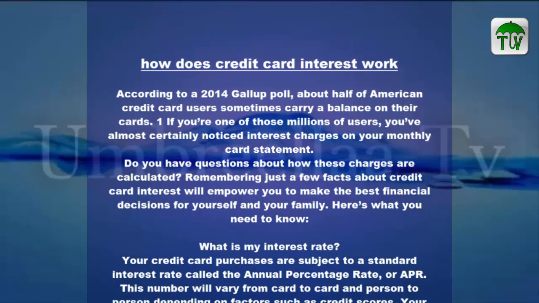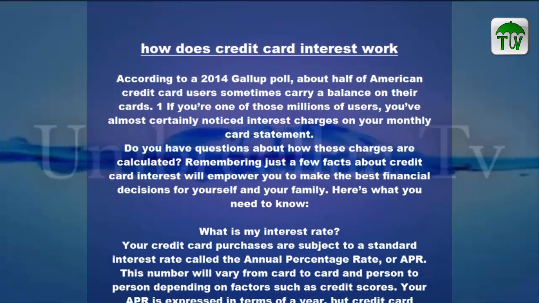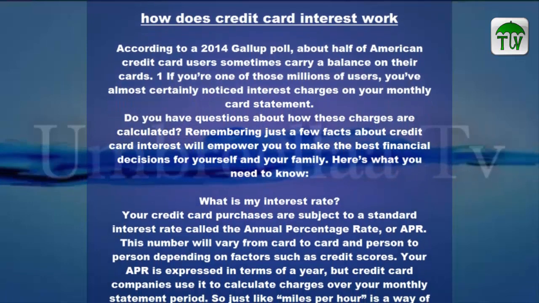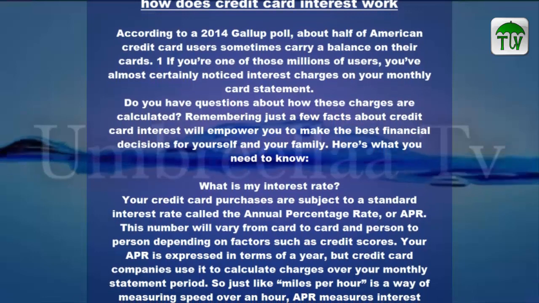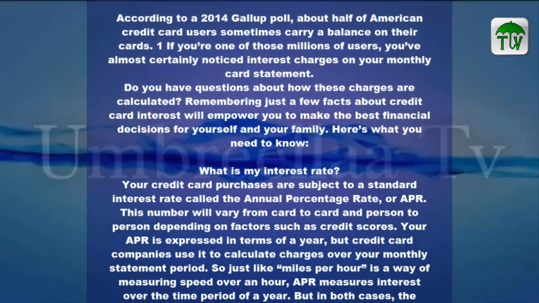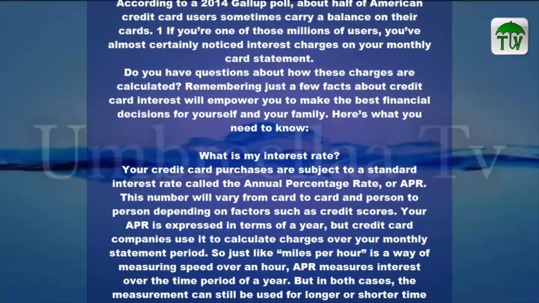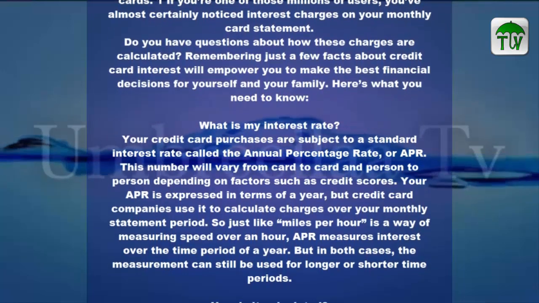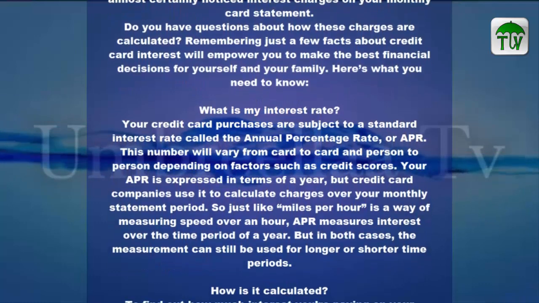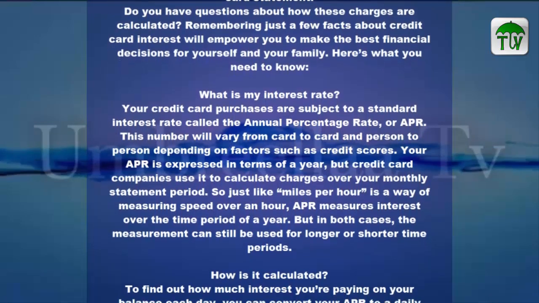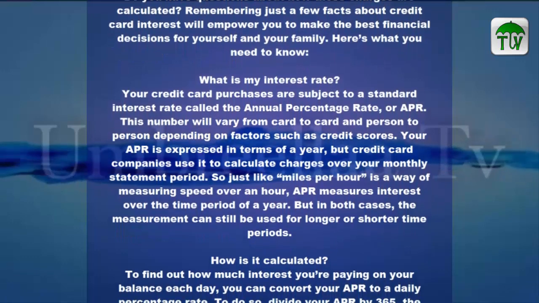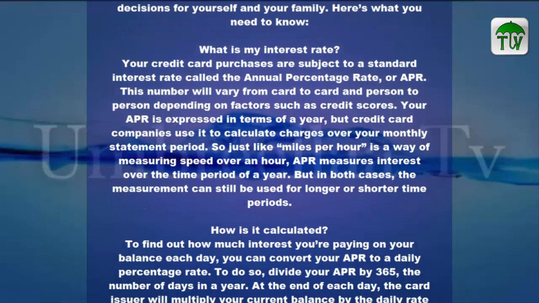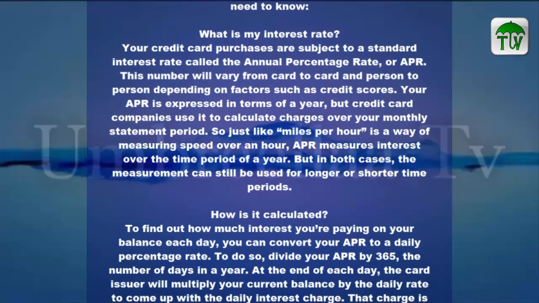Your credit card purchases are subject to a standard interest rate called the annual percentage rate, or APR. This number will vary from card to card and person to person depending on factors such as credit scores. Your APR is expressed in terms of a year, but credit card companies use it to calculate charges over your monthly statement period. So just like miles per hour is a way of measuring speed over an hour, APR measures interest over the time period of a year. But in both cases, the measurement can still be used for longer or shorter time periods.